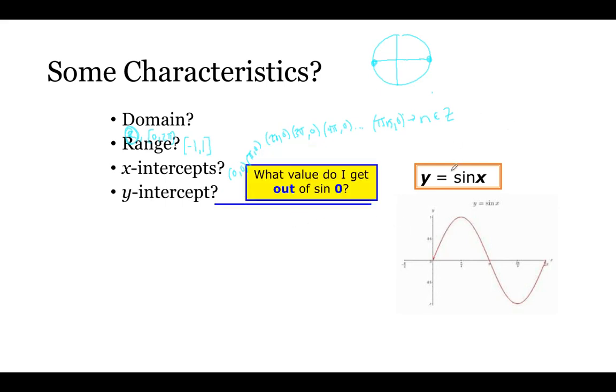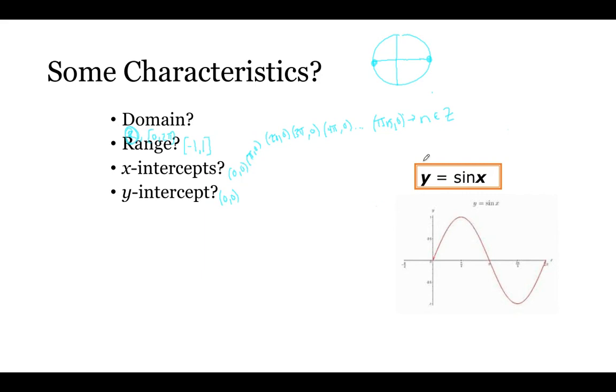What about the y-intercept? There's only one. It's a function. In this case, it's at the starting point, (0, 0). What is the sine of 0 is really what that's saying. When your input is 0, what's your output? That's the y-intercept.